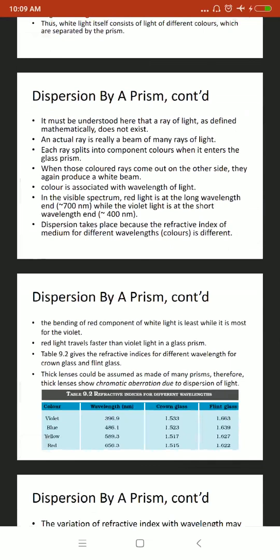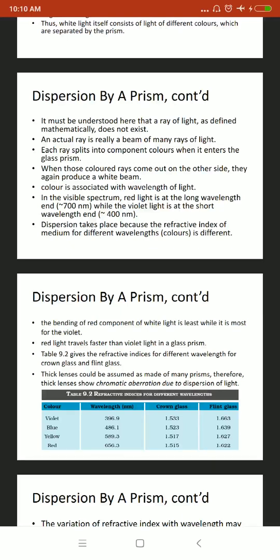We can understand that a ray of light can be defined mathematically, but actually it does not exist. This ray is really a beam of many lights. If we say that is white light, that white light is not existing as such. White light is nothing but a number of beams combined into a single beam. So this single beam consists of all these 7 light beams, and each ray splits into its component colors when it enters the prism. These color rays come out on the different side, and they produce the white beam.